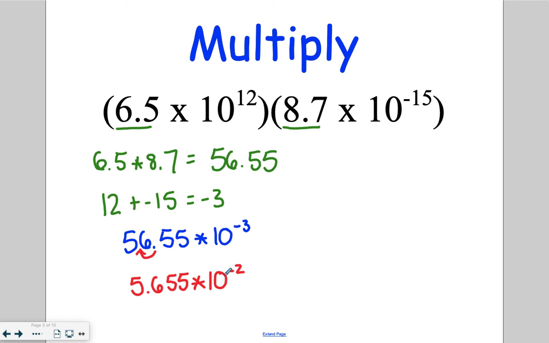If my exponent had started as negative 7, then it would go up to negative 6. If my exponent had started as positive 10, then that exponent would go up to 11. So anytime you move the decimal left to fix the a value, your exponent is going to increase. So your final answer for this problem would be 5.655 times 10 to the negative second power.